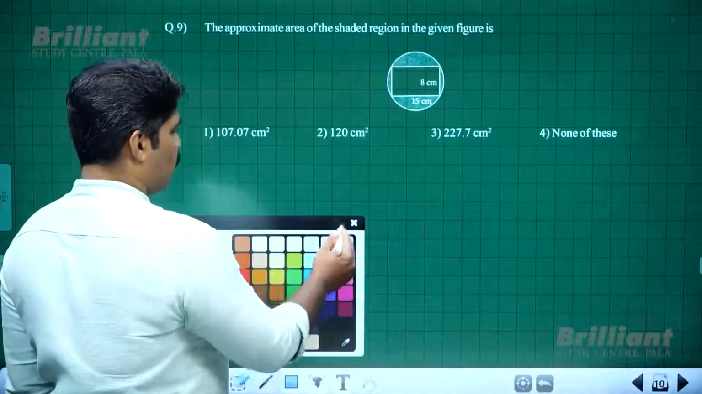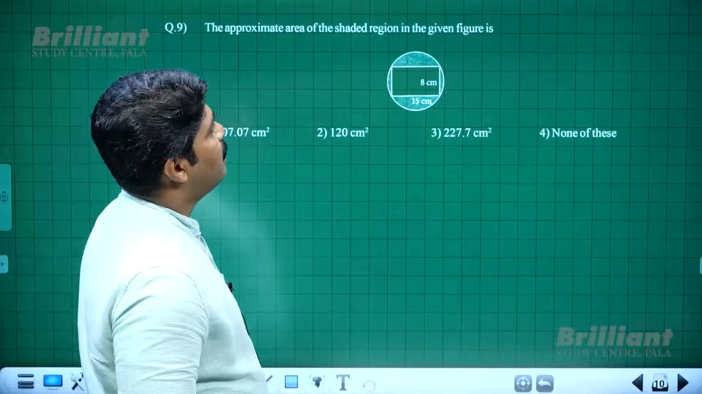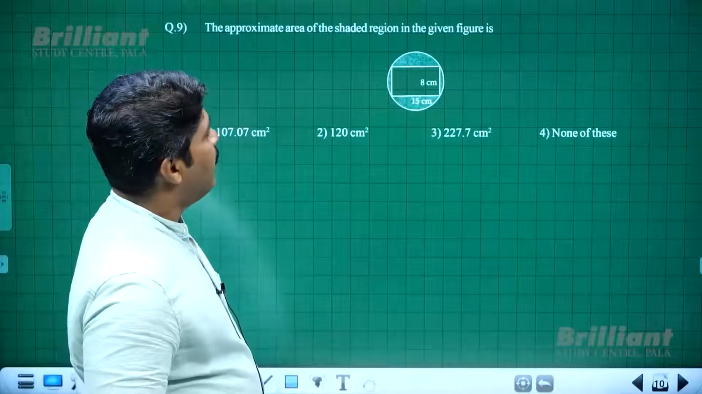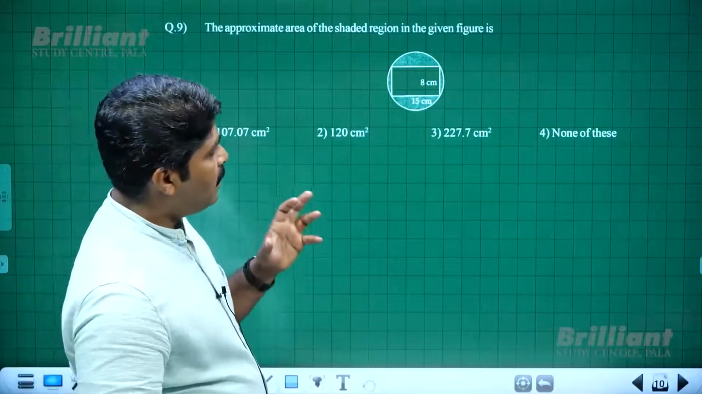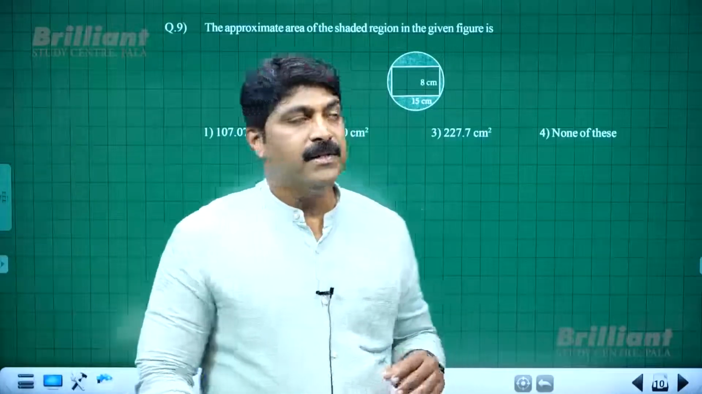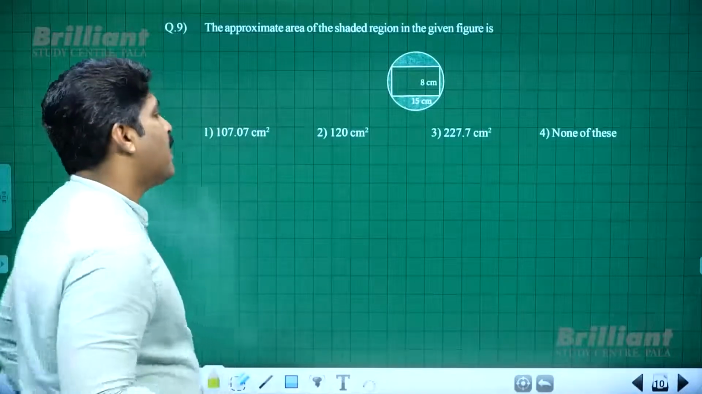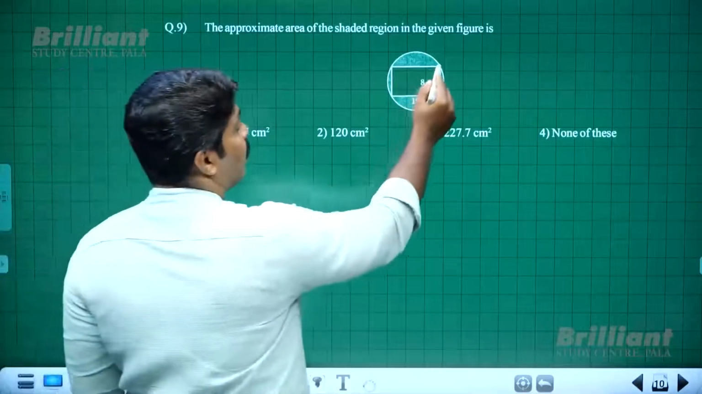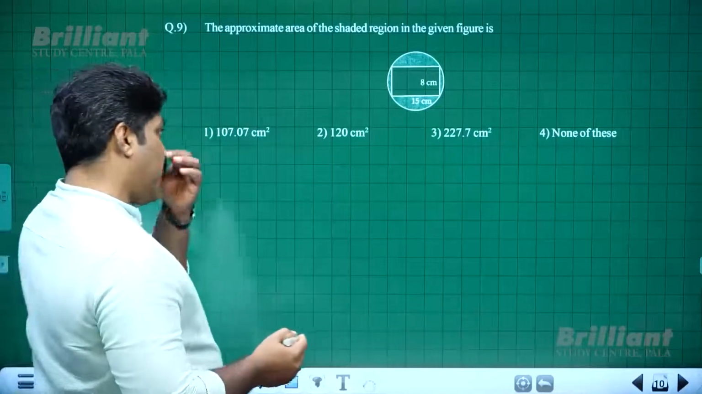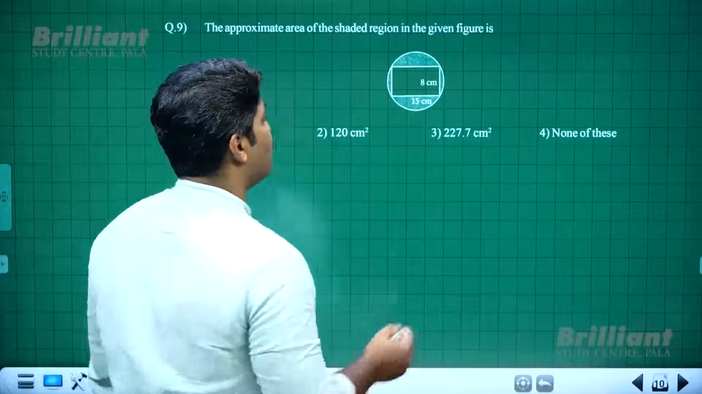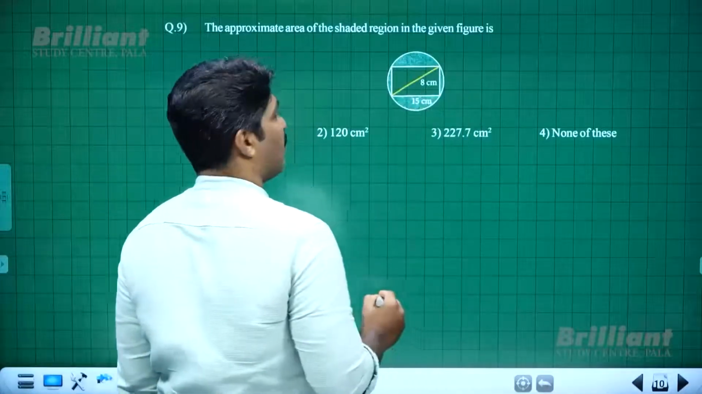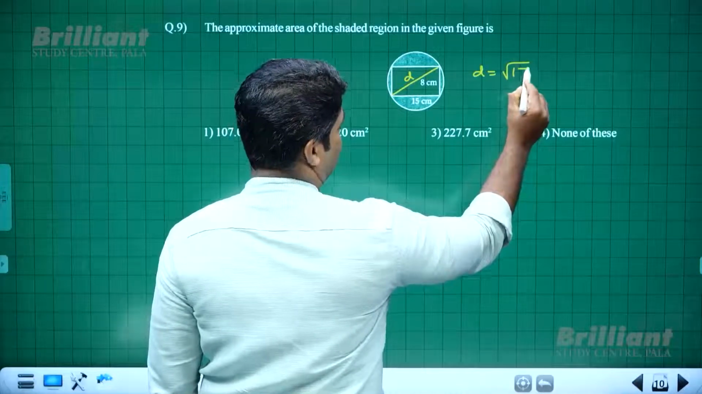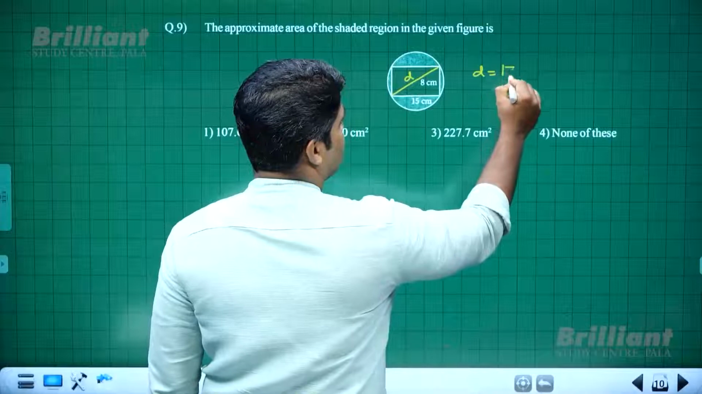Another interesting question from geometry. The approximate area of the shaded region in the given figure. Here a circle is there and inside the circle there is a rectangle with sides 15 and 8. While we are considering a rectangle with sides 15 and 8, we can easily find out the diagonal. The diagonal of the rectangle in this situation is the diameter of the circle. So this diagonal is the same as the diameter of the circle. So directly we can consider 17 centimeter.